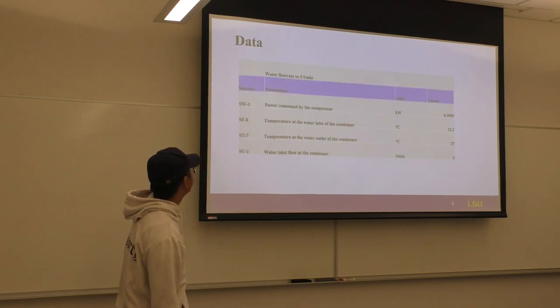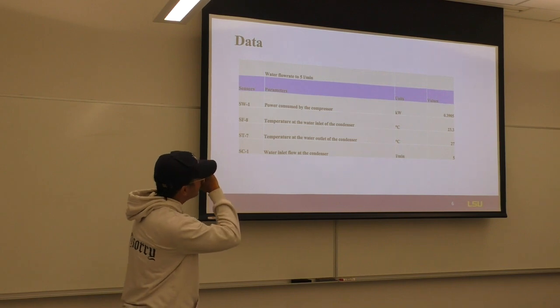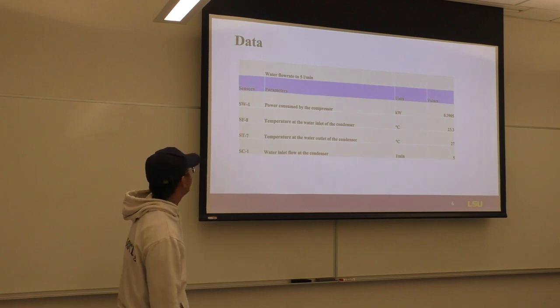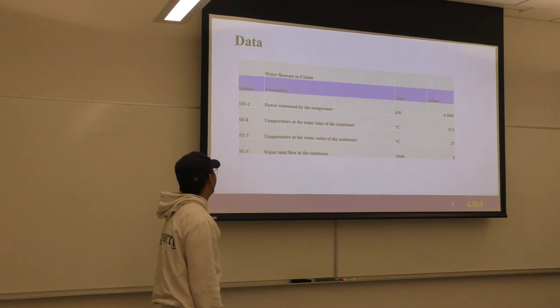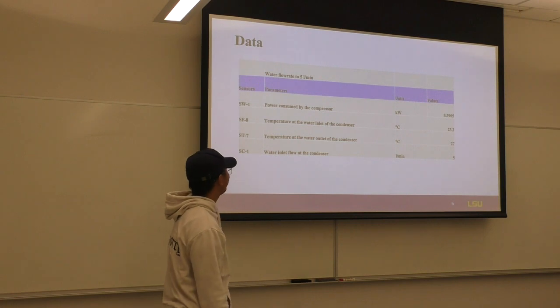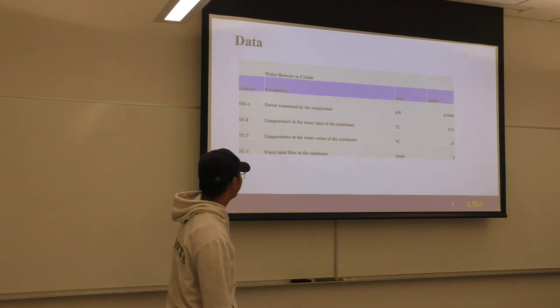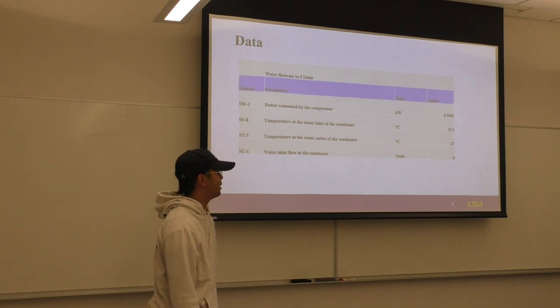So for our data, at the full water flow rate setting of 5, the power consumed is 390 watts. Temperature at the inlet, 23.3. Temperature at the outlet, 27. Next slide.